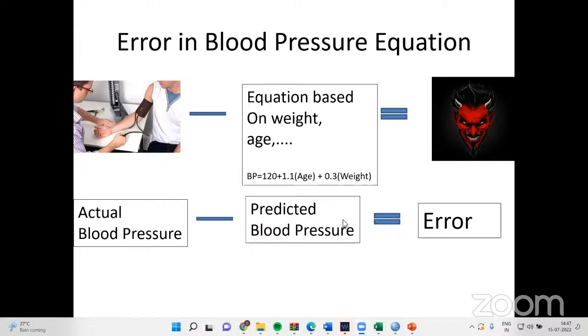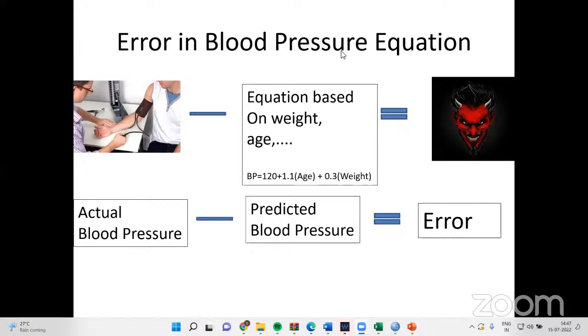Okay, so I invite Anisha. Just as an example, I will measure the blood pressure of Anisha with the help of a sphygmomanometer, and I will take the age and weight and try to predict the blood pressure by the equation. Do you think the blood pressure from the sphygmomanometer and from the equation will match 100%? Yes or no? No, sir. So there will always be an error.